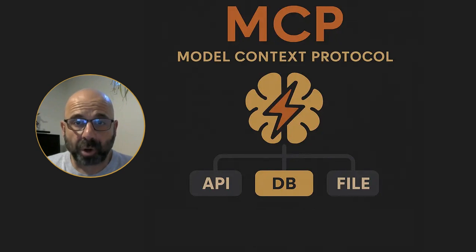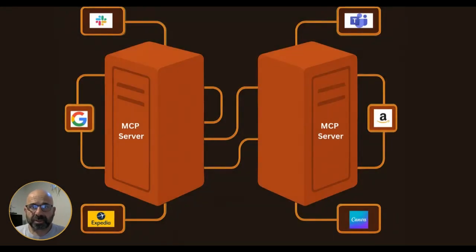MCP stands for Model Context Protocol. It's a communication standard that lets AI models talk to tools, APIs, databases, and files without hard-coding every single interaction. Instead of tossing in one-off API calls, MCP gives you a structured, modular, and reusable way to connect tools to the model. To make it all work, you need something called an MCP server.